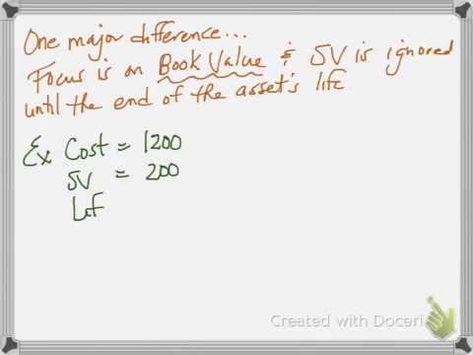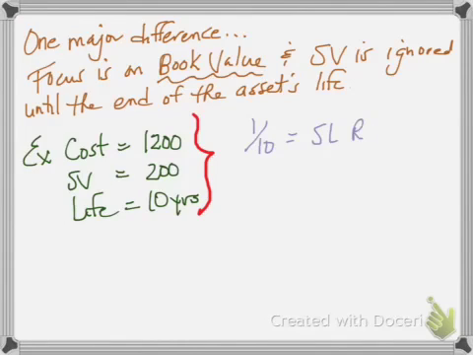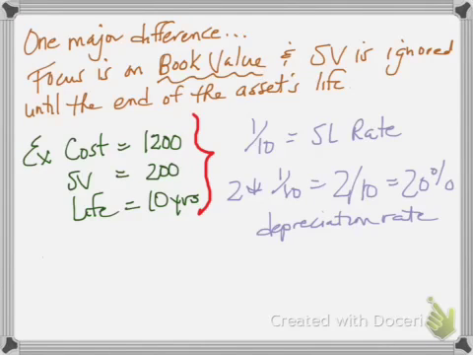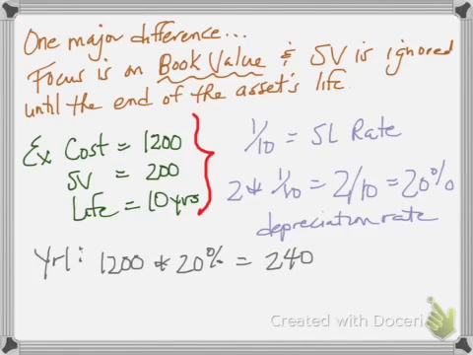So let's say we've got the asset cost, again, of $1,200, and there is a salvage value of $200, and the life is 10 years. Well, the straight line rate would be 1/10, right? Dividing by 10, or 1/10. And if we're going to double that, we're going to take 2/10, or 20%, as the double declining balance depreciation rate. In year 1, instead of taking cost minus salvage, all we're looking at is cost.